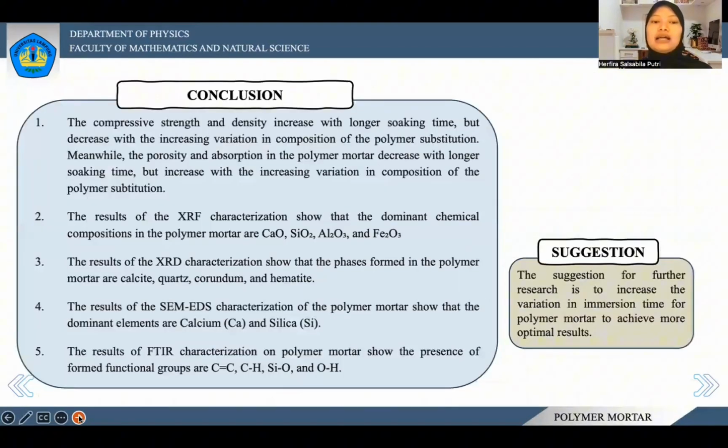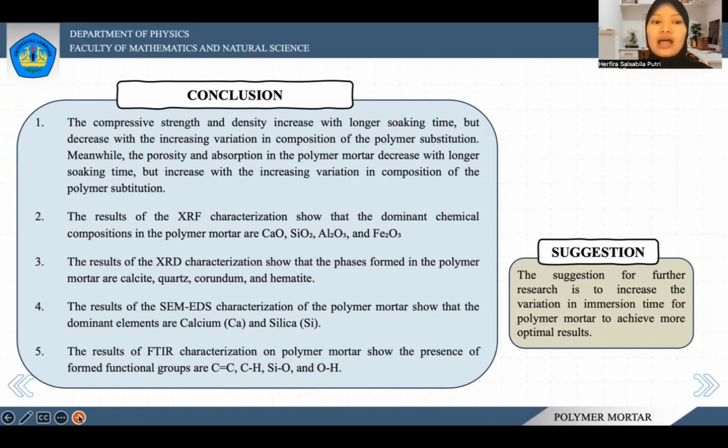Okay, and now the conclusion and suggestion. For the conclusion, for the first, the composite strength and density increase with a longer soaking time, but decrease with the increasing variation in composition of polymer substitution. Meanwhile, the porosity and absorption in the polymer mortar decrease with a longer soaking time, but increase with the increasing variation in composition of polymer substitution.